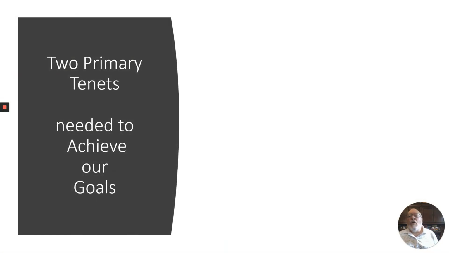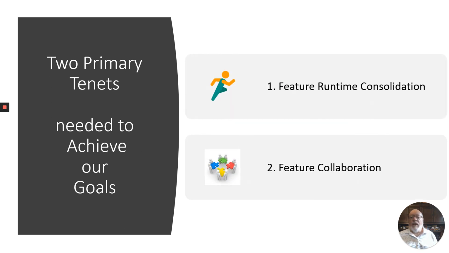Well, as it turns out, there are two primary characteristics that are needed in order to achieve these goals. And those items are number one, feature runtime consolidation, and number two, feature collaboration. Now, these are my terms, but they pretty much form the basis of what makes feature development work. And so it's pretty important to understand. Let's take a look at each one of these.